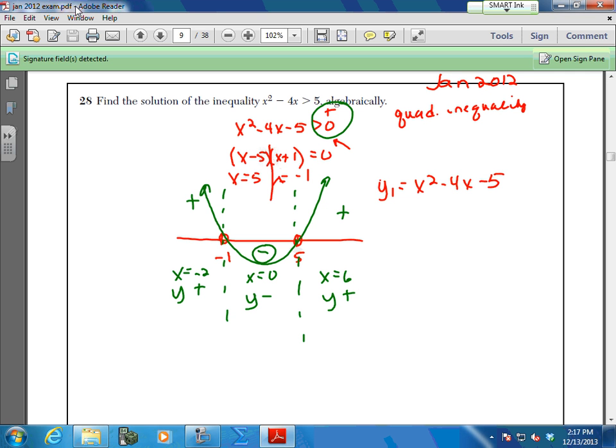Now, we want the positive parts. We want this part and this part. So you're going to set up an inequality. This is an OR statement. A greater than is an OR statement. So x, such that x is less than -1, there's no equal sign, or x is greater than 5.